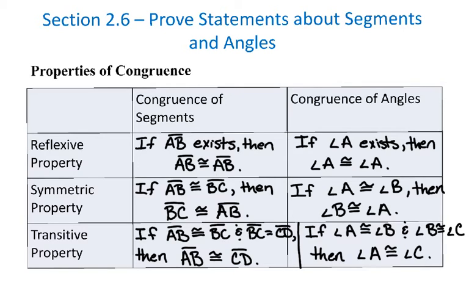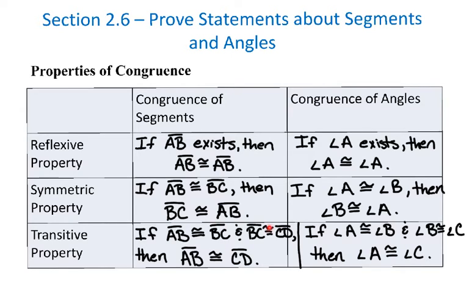Same thing goes with angles. So if angle A is congruent to angle B, then angle B is congruent to angle A. And then the transitive property. Remember, the transitive property is the property where it cuts out the middleman. So if segment AB is congruent to segment BC, and BC is congruent, I should have written congruent right there, congruent to CD, then, like I said, we're cutting out the middleman right here.